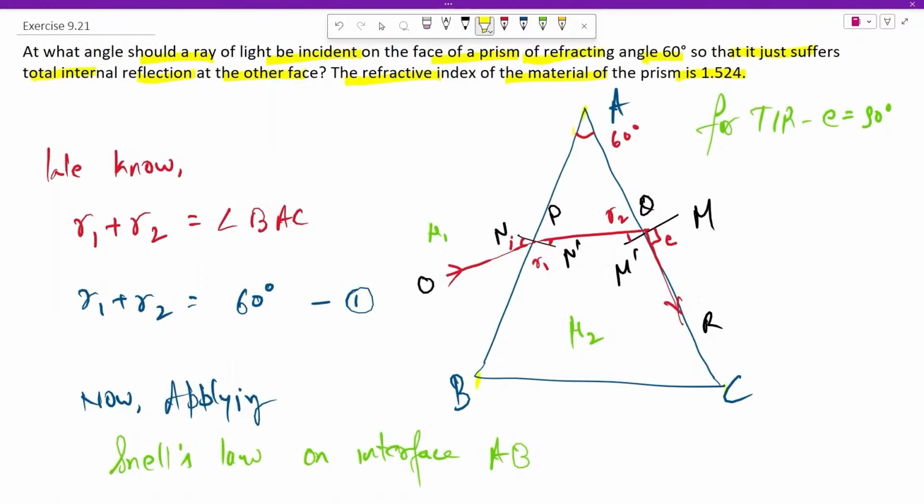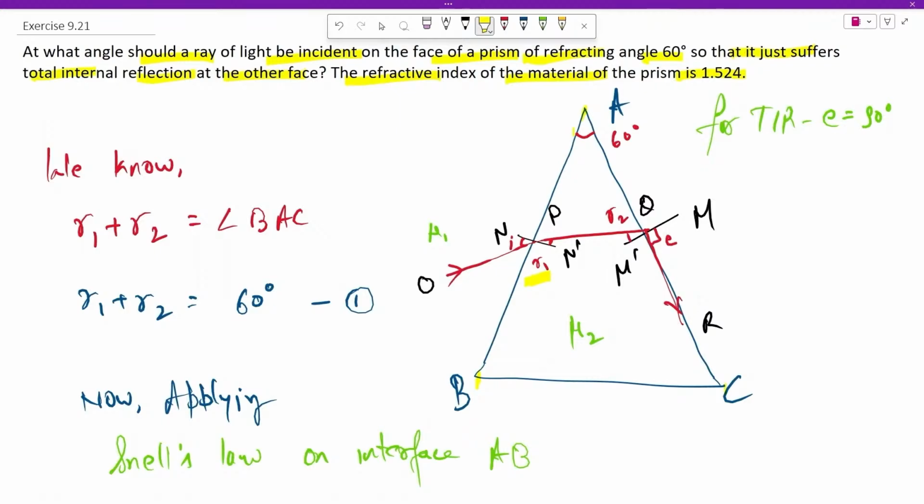Now on the face AB, the incident ray ON makes an angle i of incidence with the normal, and it goes into the prism with the angle of refraction equal to r1. Now it strikes the second face AC with an angle of incidence of r2, and it goes out with an angle of refraction e, or angle of emergence.